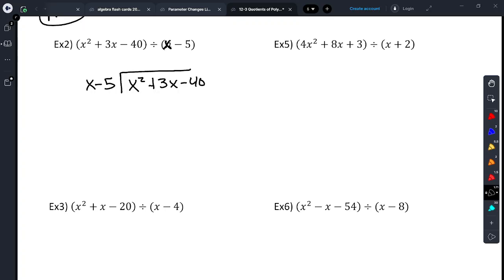All right, what do I focus in on? The x and the x squared, right? What am I going to do with that? I'm going to divide x squared by x. That should not be hard. What is x squared divided by x? X. So it goes in x amount of times, right? So I put an x there. What do I do with that x? Multiply that x by x squared what? Minus 5x, yeah?